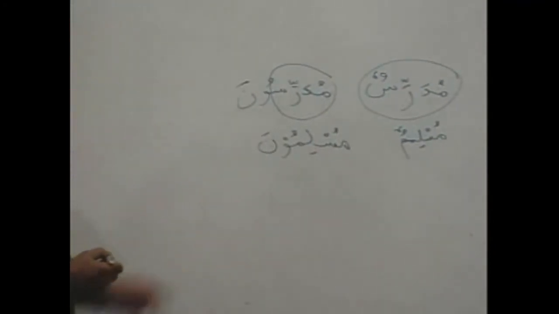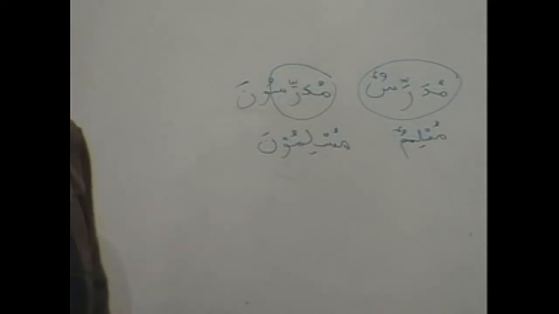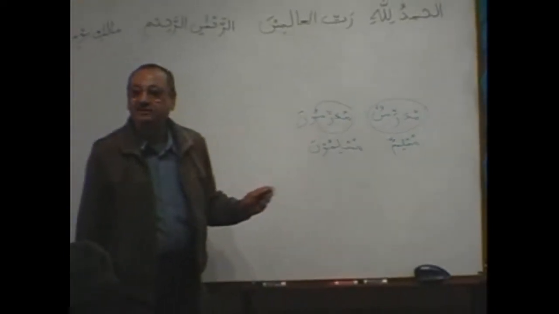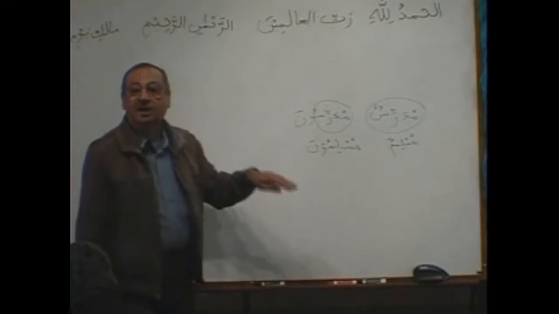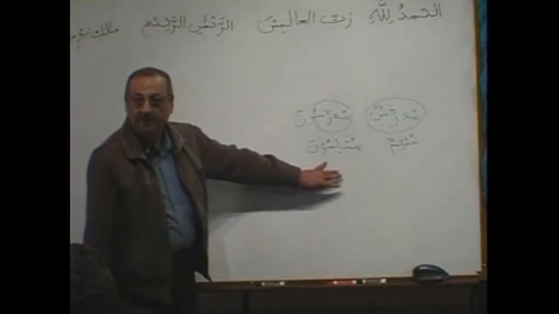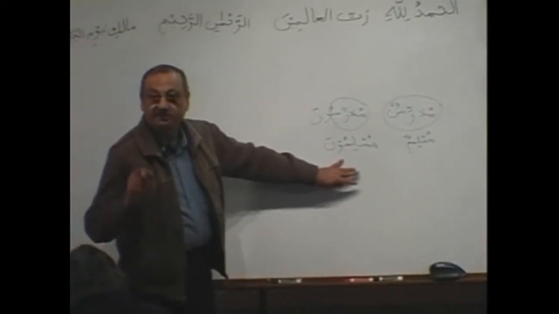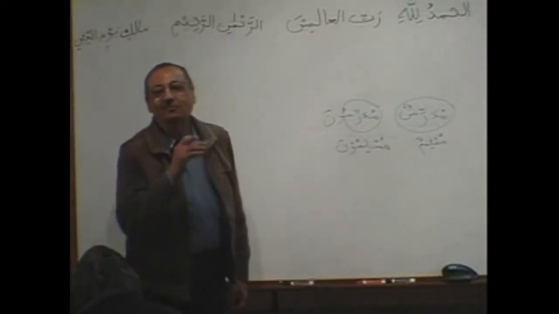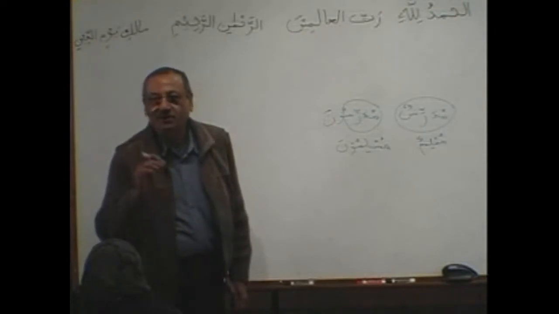Okay. It ends with Fatah. So this is confusing. If I tell you this is Marfu, you will say, how can it be Marfu? You are having a Fatah at the end. You call it Marfu. Marfu means Dhamma. Now, because this is a sound masculine plural, if you say Una, it is Marfu. And the sign of its being Marfu is Waw. Now, I am again telling you something that we do in book 3. But mashallah, you are all strong and you will understand.